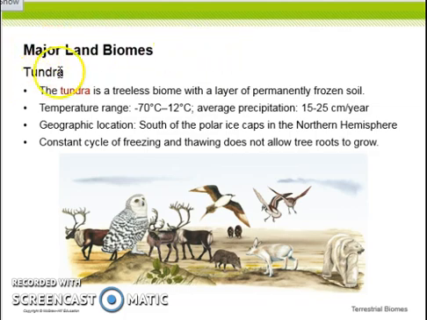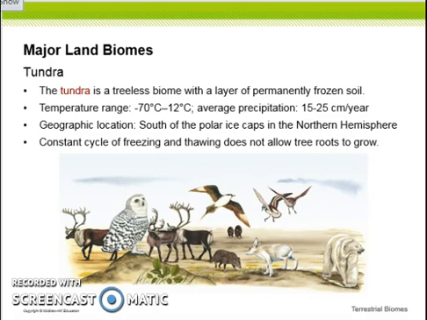And underneath that, tundra. So following for the next 4 bullet points. The tundra is a treeless biome with a layer of permanently frozen soil. The temperature range is anywhere between -70 degrees Celsius to 12 degrees Celsius. Average precipitation 15 to 25 centimeters a year. Geographic location south of the polar ice caps in the Northern Hemisphere. Constant cycle of freezing and thawing does not allow tree roots to grow.